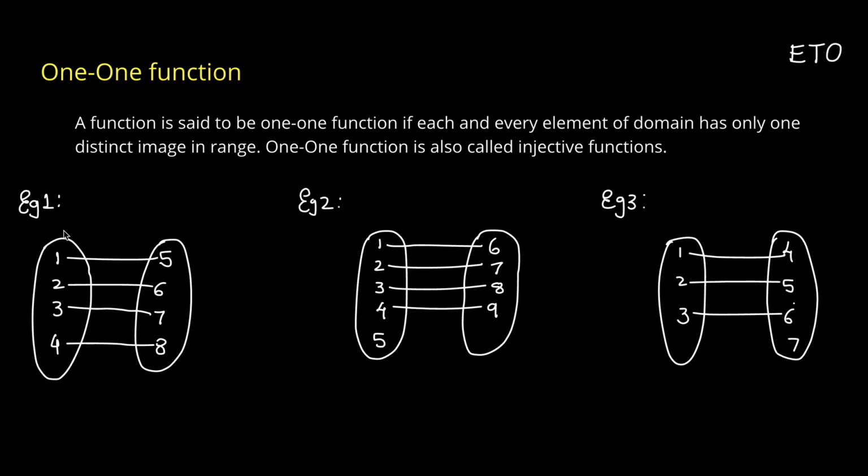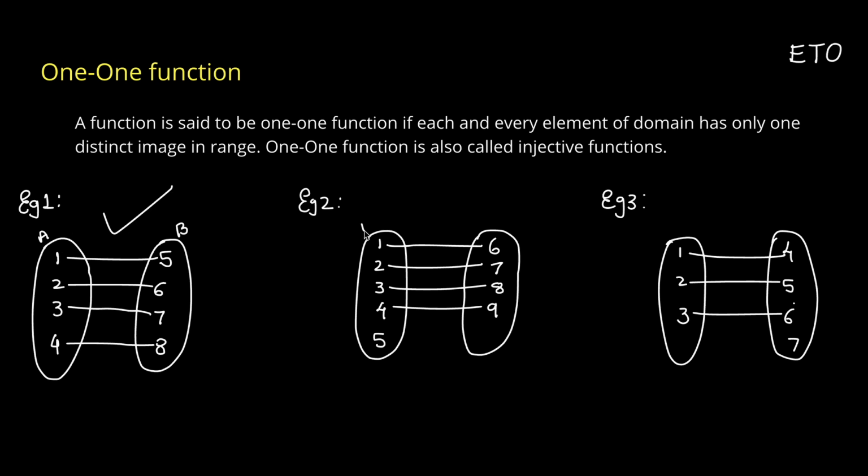In the first example, there are two sets, set A and set B. In set A, we have elements 1, 2, 3, 4. In set B, we have 5, 6, 7, 8. 1 is related to 5, 2 is related to 6, 3 is related to 7, and 4 is related to 8. As per the definition, every element of domain has one and only one distinct image in range. So this is a one-to-one function.